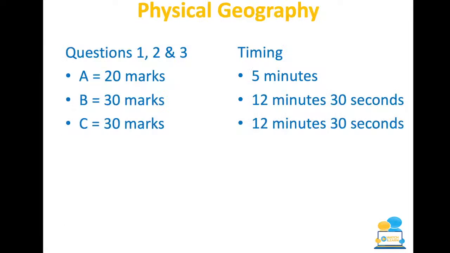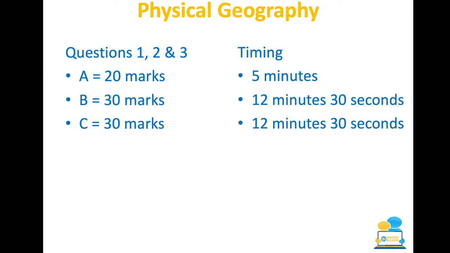Okay, so coming on to the physical geography. This is our core unit 1, and it's made up of questions 1, 2, and 3 on the exam paper, the long questions. So questions 1, 2, and 3 are made up of the physical geography, and what you have to do is pick one of those questions.